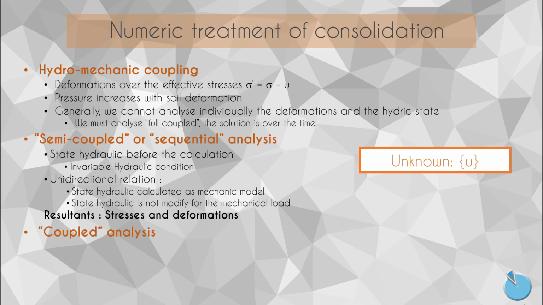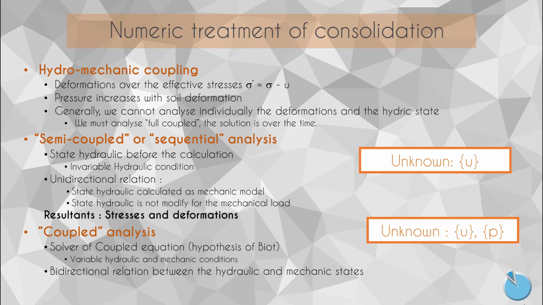In addition, the coupled analysis is possible. It requires solving the coupled equations with the hypothesis of Biot. As a result, the hydraulic and mechanical boundaries are variable. And we have a bidirectional relationship between both hydraulic and mechanical states. Therefore, in this analysis the unknown parameters are the displacement field and hydraulic pressure field. For further explanation of the semi-coupled analysis, we detail 2 specific cases, starting with the undrained analysis.